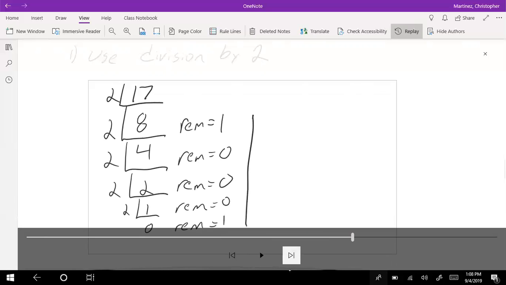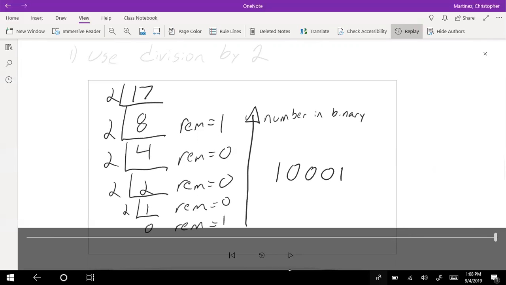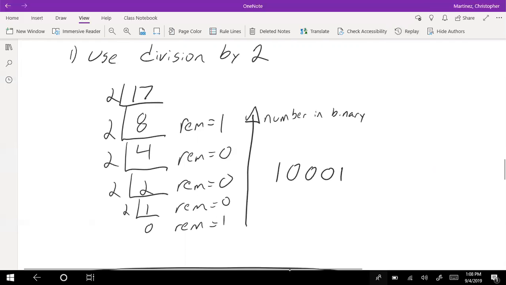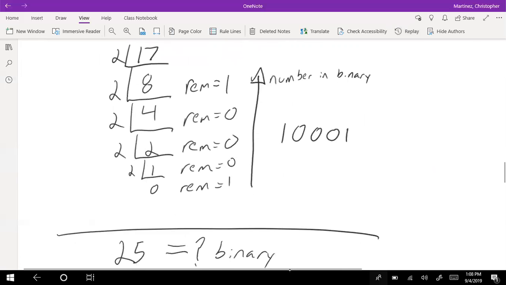Now the key item is, I'm going to start from the bottom and use that as the most significant. So we're going to write in reverse order. We'll have that the binary now is 1, 0, 0, 0, 1. In this example it ended up being symmetrical, but let's look at a second example.